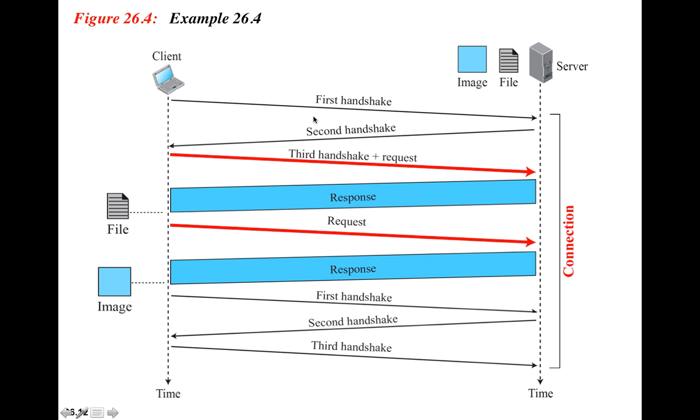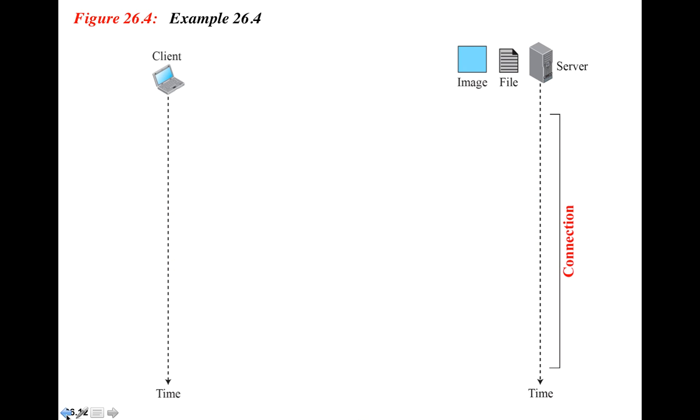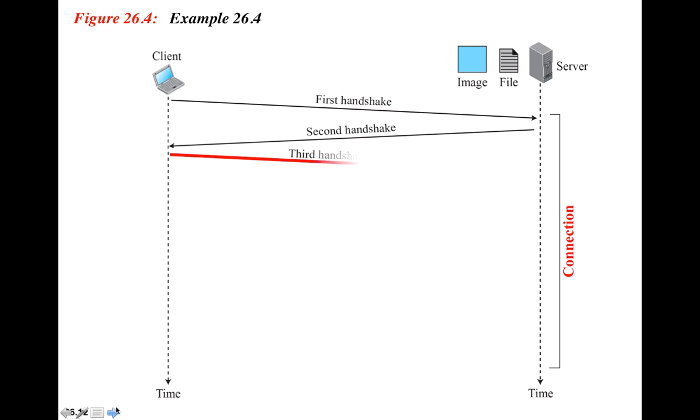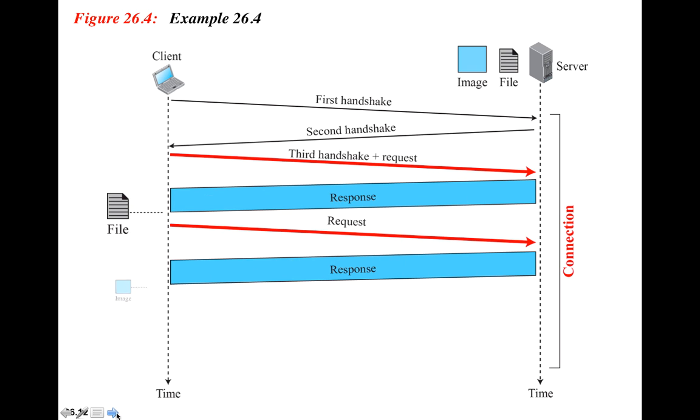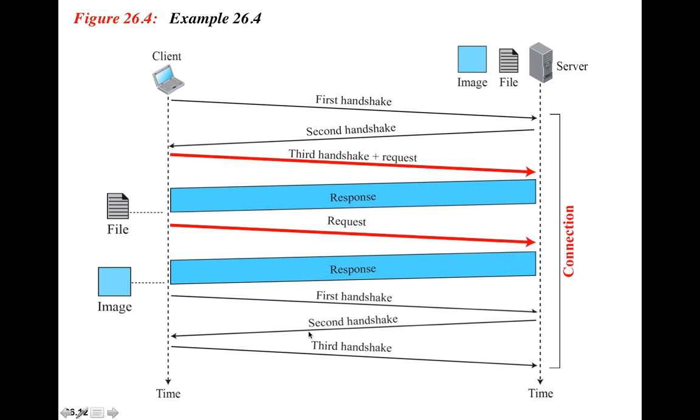So the advantage of a persistent connection over a non-persistent connection is that in a non-persistent connection, we would have too many messages going back and forth, and this would increase the overhead. Whereas in a persistent connection, we have brought down the number of messages. So these are the two different types of connections we have: persistent and non-persistent.